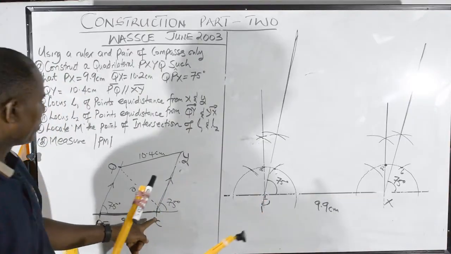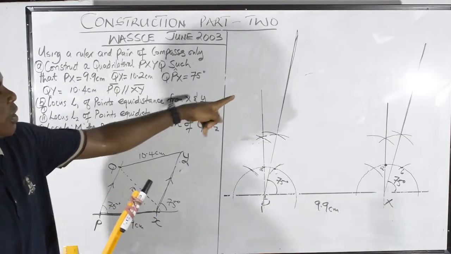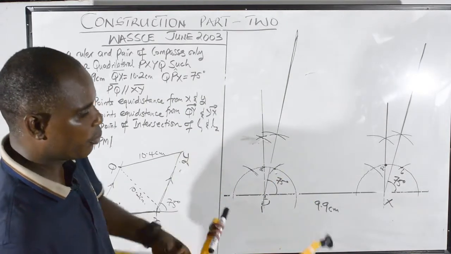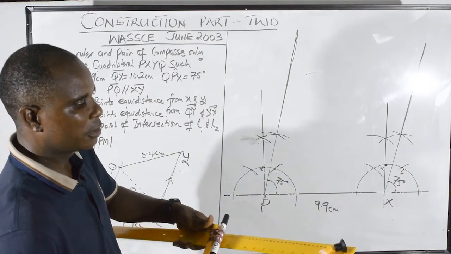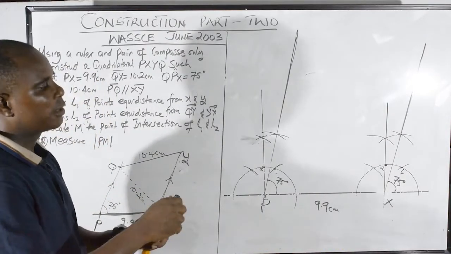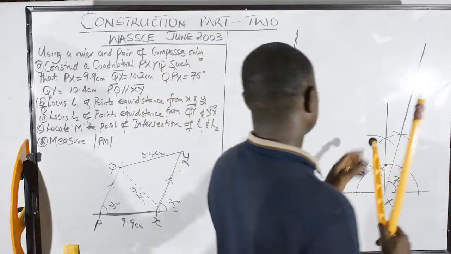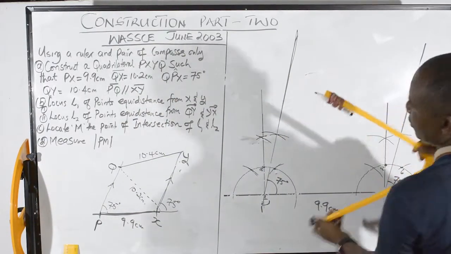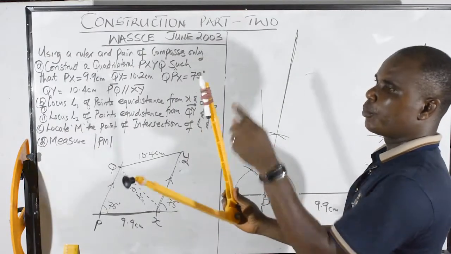So it is from X to Q. I'm trying to locate Q using 10.2. So let's say this is my own 10.2. Let me open it a little bit. This is 10.2. So I stand there. So with that, I'll now use the 10.2 here. Let's say this is still my 10.2. Let's say it's 10.2 here.